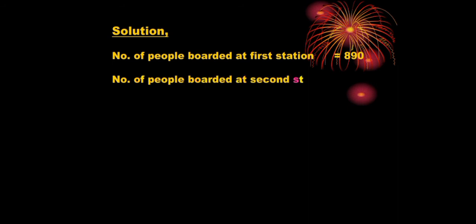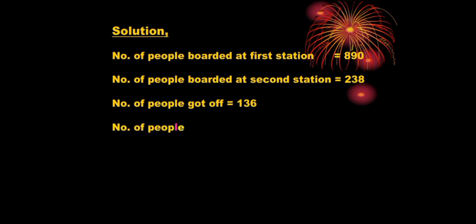Here first we add the number of people of both the stations. My first statement will be: number of people boarded at first station is equal to 890. My second statement: number of people boarded at second station is equal to 238. Next, number of people got off is equal to 136. Now what do we have to find? Number of people left.